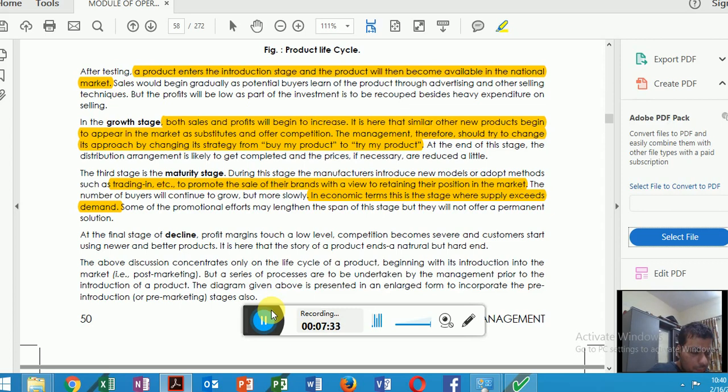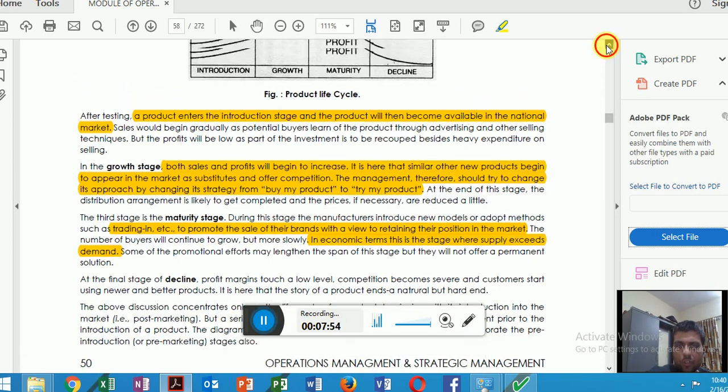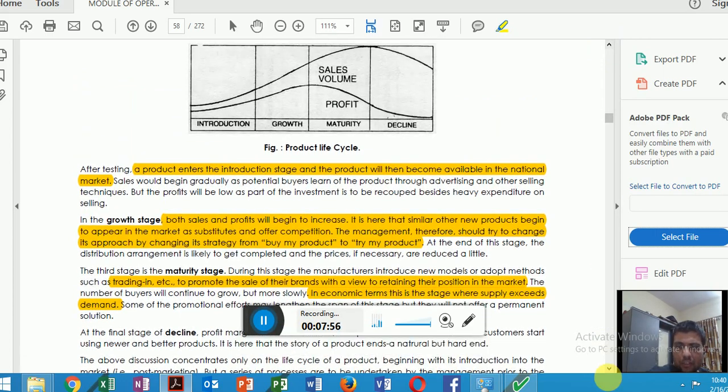So what happens here is that in this particular stage, the sales and profit are increasing. The company is committed to give the best quality as far as the quality is concerned. All these things are a part of the growth stage. Now if you see in the diagram, after the introduction stage and the growth stage, the last stage in which the sales volume and profit is increasing will appear, which is the maturity stage.